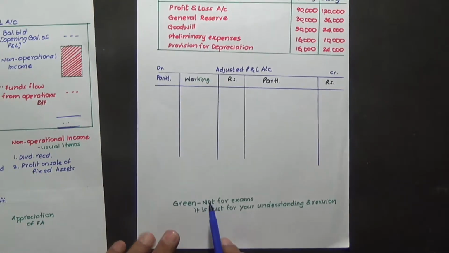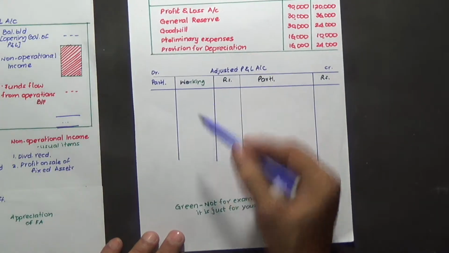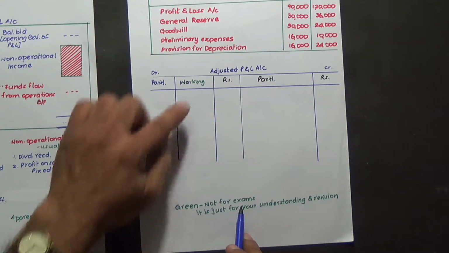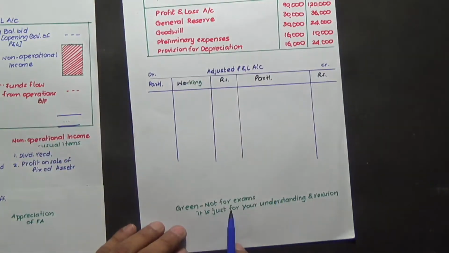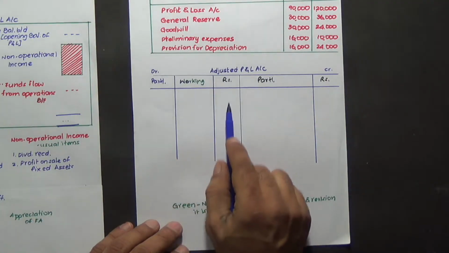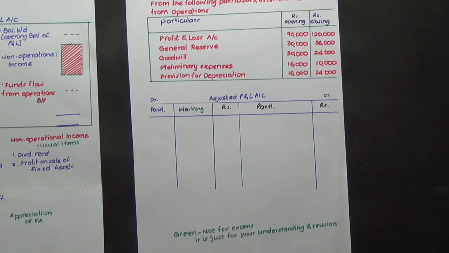Please note that anything in this green working column is not for exams. You won't have to write this in the exam. You can just write particulars and amount. Anything written in green is just for your understanding and revision. This is the working based on which these numbers have been arrived at. Hope you understand this. Let's start working on the problem.